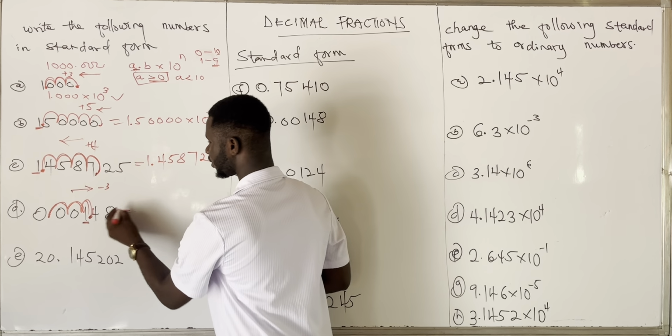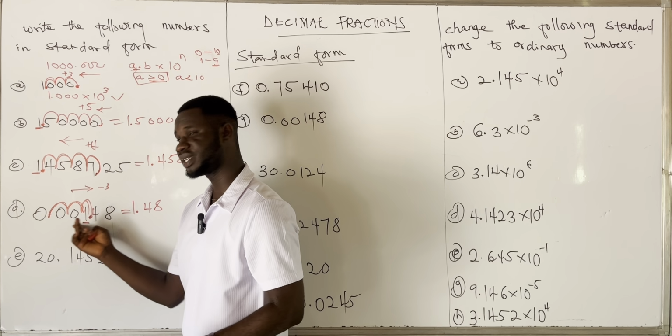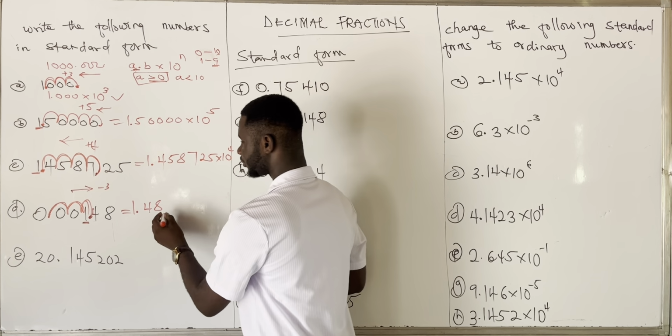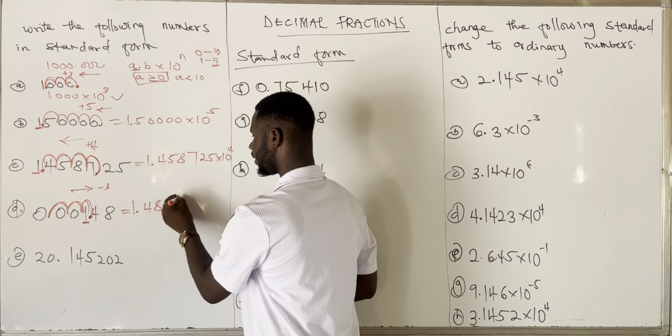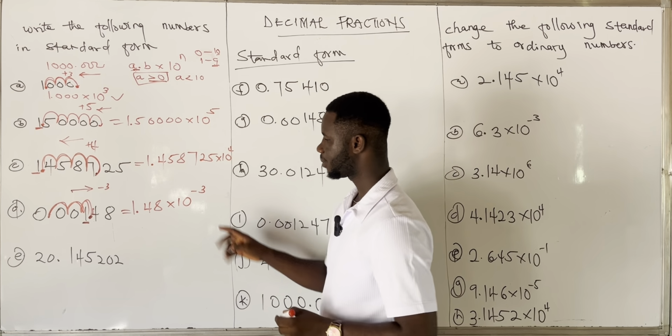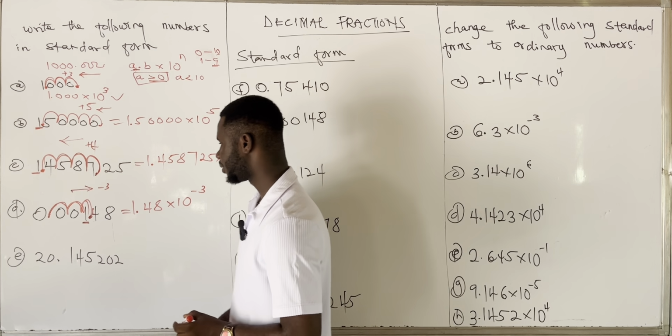Okay. Now you are going to write 1.48. You are not going to bring all these zeros again. So 1.48 times 10 raised to the power negative what? 3. Negative 3. So that is it. Let's look at the E.